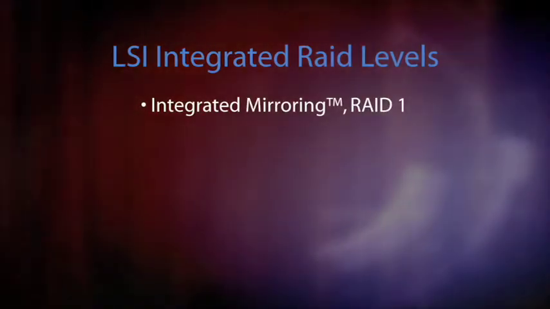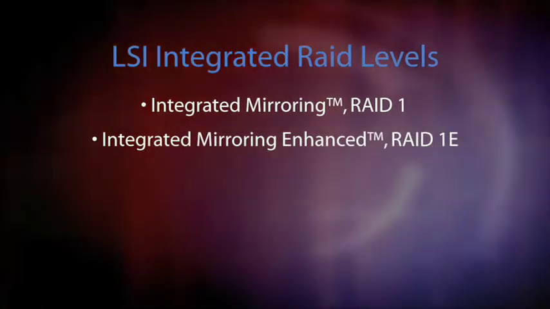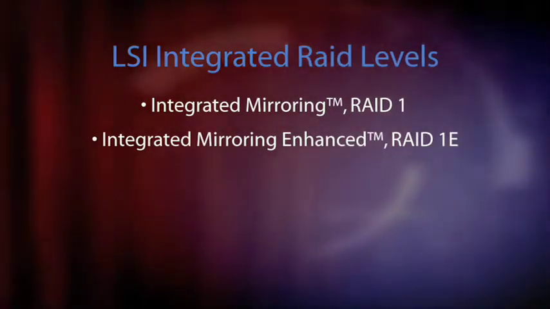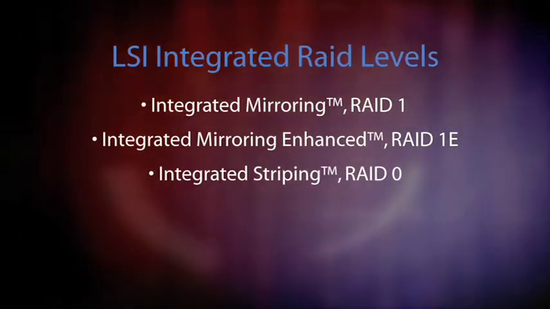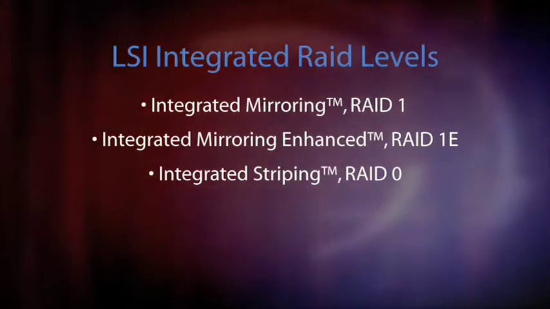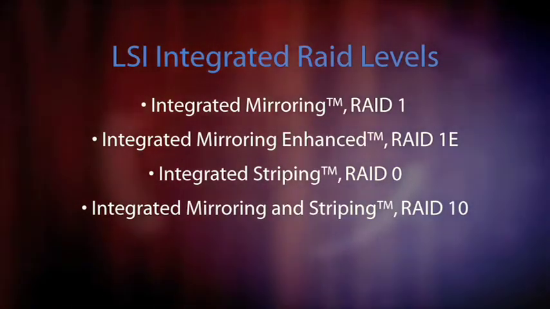LSI Integrated RAID solutions offers four RAID levels. Integrated Mirroring, RAID 1, which offers reliability across two drives. Integrated RAID Mirroring Enhanced, which allows an odd number of drives with data protection. Integrated Striping, RAID 0, which allows for high performance configurations. And finally, Integrated Mirroring and Striping, which allows for data protection.